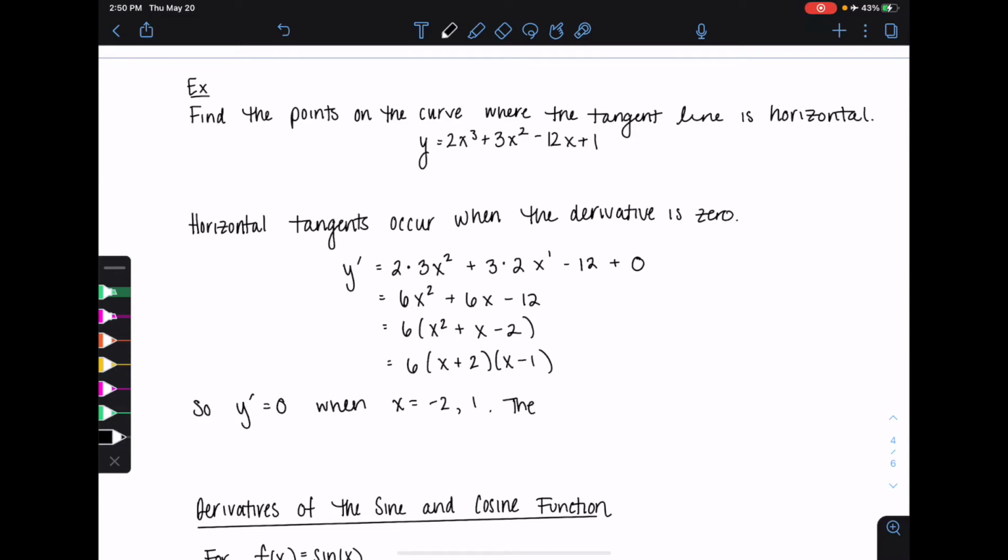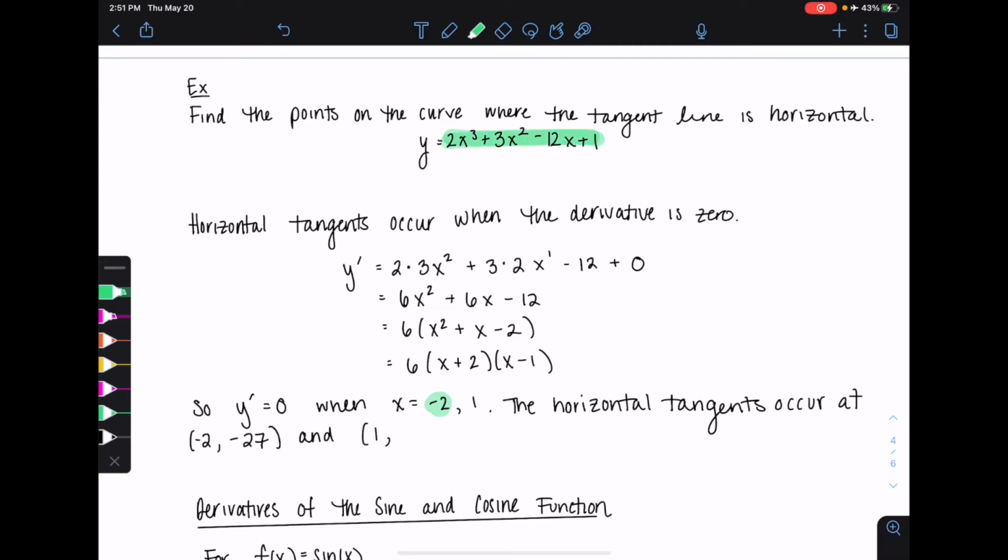So the horizontal tangents occur at the points negative 2, and you would plug this value of negative 2 into the function to see your y value would be negative 27. And likewise, if you plug 1 into this function, 2 plus 3 minus 12 plus 1, your y value would be negative 6. You don't plug them into the derivative because the derivative is 0 at those points.